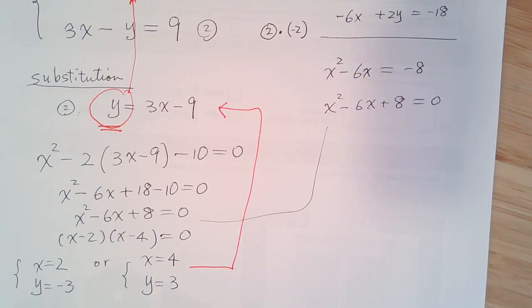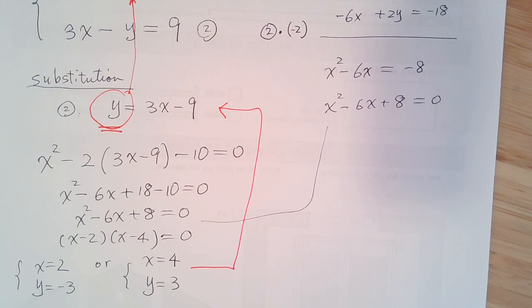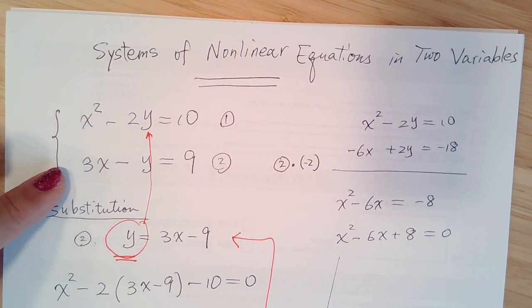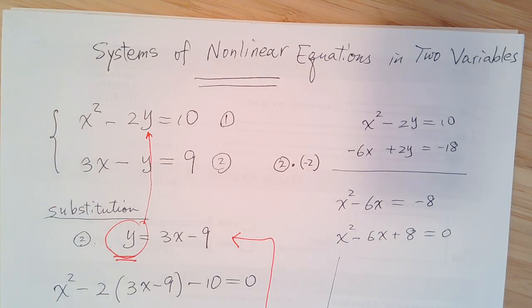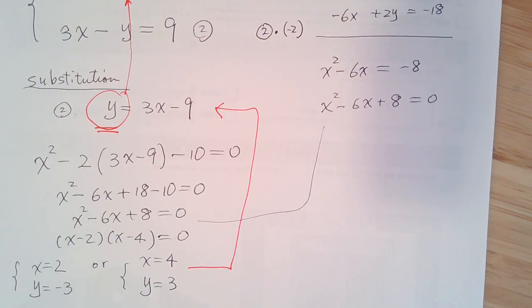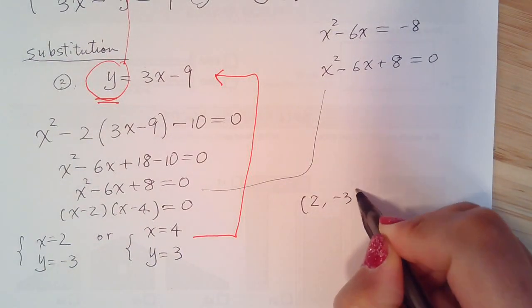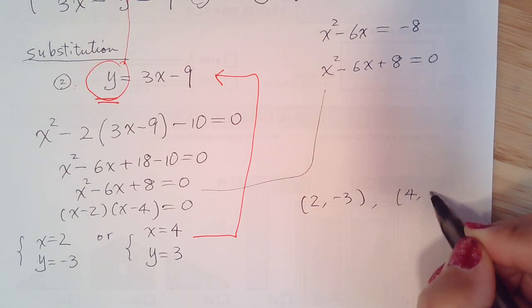So next, you can just factor it to get the solution of x, and then you can bring x to either equation to get a y. So you get a pair solution. So you get the two solutions. There's another way to write your solution, which is this: it's a 2, -3. The other one is a 4, 3.